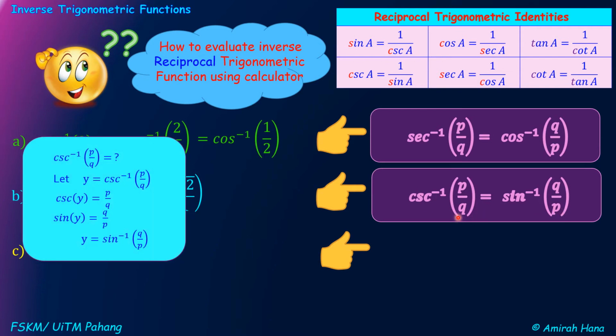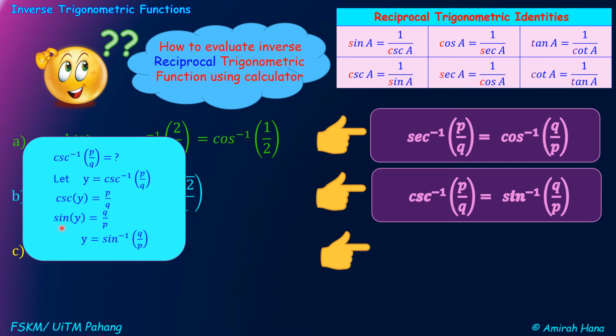How do we get this? Let's say we have inverse cosec P over Q, and we write equals question mark. Let's say question mark equals y. So y equals inverse cosec P over Q. Then we can move inverse cosec to the left hand side, so we get cosec y equals P over Q. And since cosec is a reciprocal function for sine, we can write sine y and we just exchange numerator and denominator. So we get sine y equals Q over P.